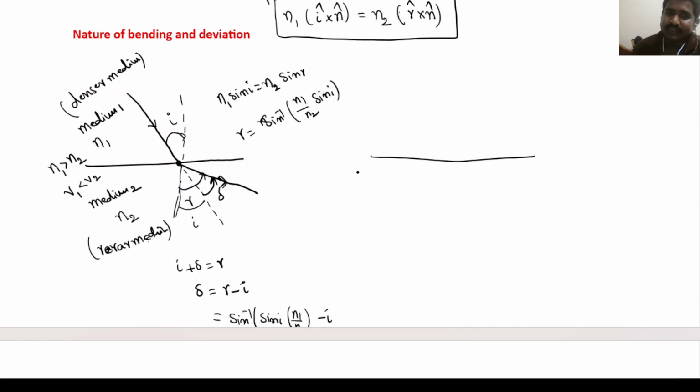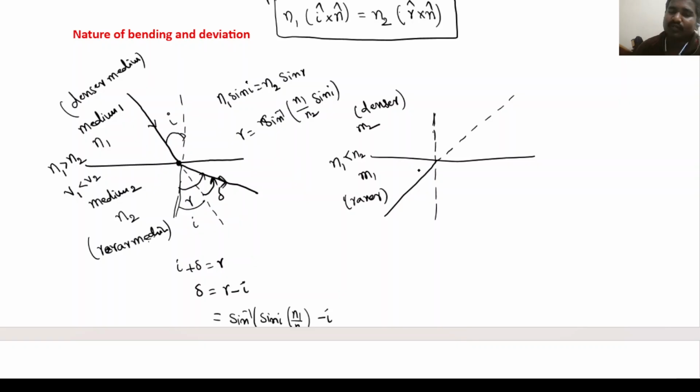Okay, now here you can see medium 1 and medium 2, and the refractive index of medium 1 is lesser compared with the refractive index of medium 2. That means medium 1 is a rarer medium and medium 2 is a denser medium. Whenever light travels from rarer medium to denser medium, at this point you make a normal. If the surface is not there, the light ray moves in this direction. Because of the surface, the light ray will bend towards the normal.